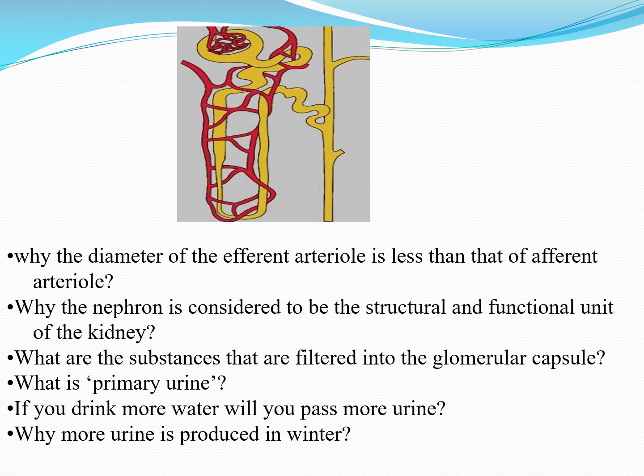Next question. What is primary urine? Glomerular filtrate is called primary urine, which is almost equal to blood in chemical composition except for the presence of blood cells.